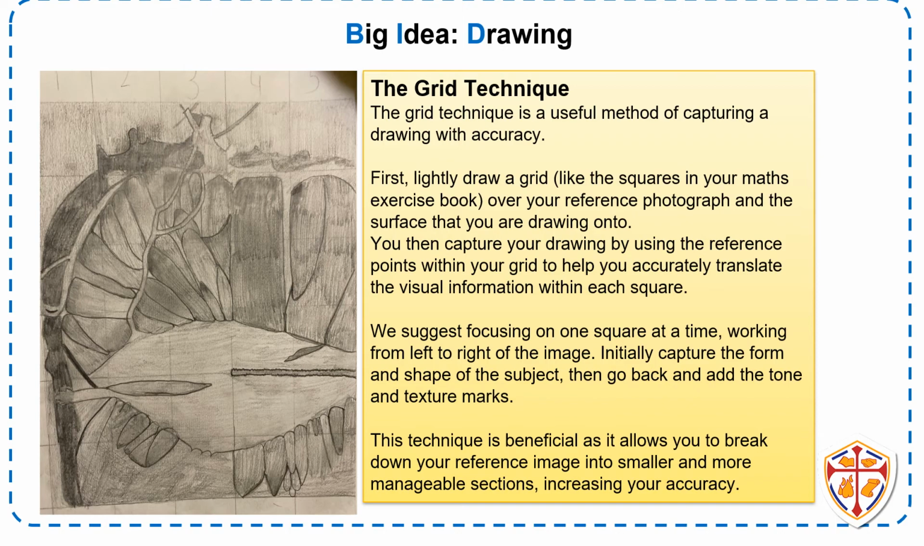We suggest focusing on one square at a time, working from the left to the right of the image. Initially, spend time capturing the form and shape of the whole subject. Then go back to each square individually and add the tone and texture marks. This technique is beneficial as it allows you to break down your reference image into smaller and more manageable sections, therefore increasing your accuracy.